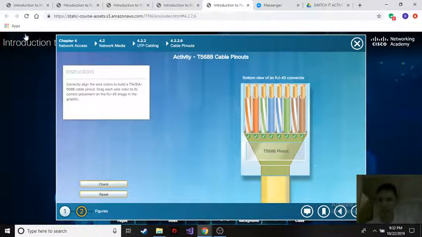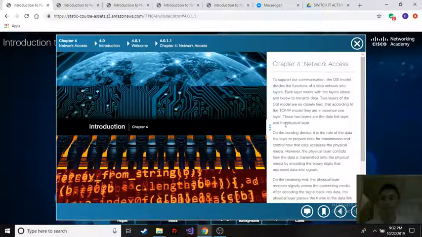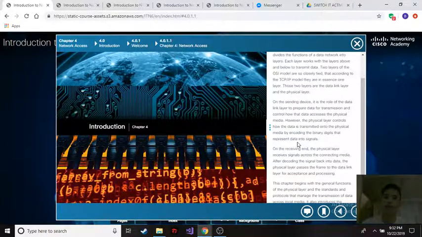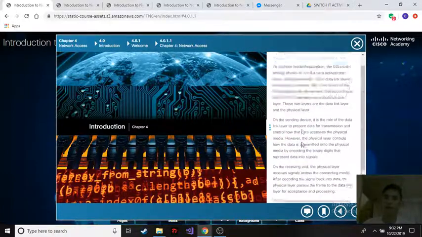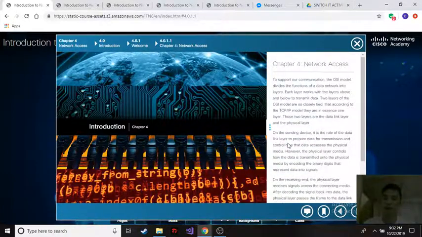So now we are done answering the activities. Let me give you some information about chapter 4. So nowadays the most commonly used cable is the fiber optic cable, because even though it is thin, it is fast, more reliable, and can be deployed in a hazardous environment. So you can be assured that it is durable, unlike the UTP cable that is prone to damage.